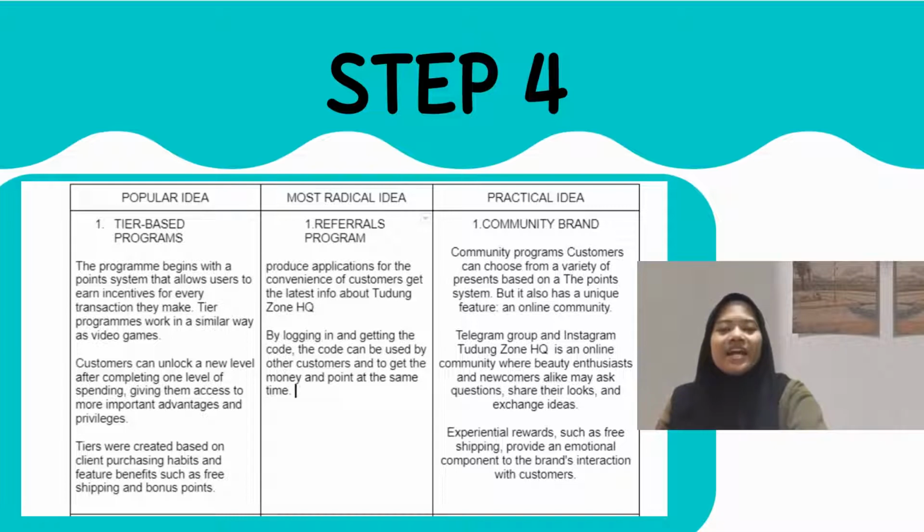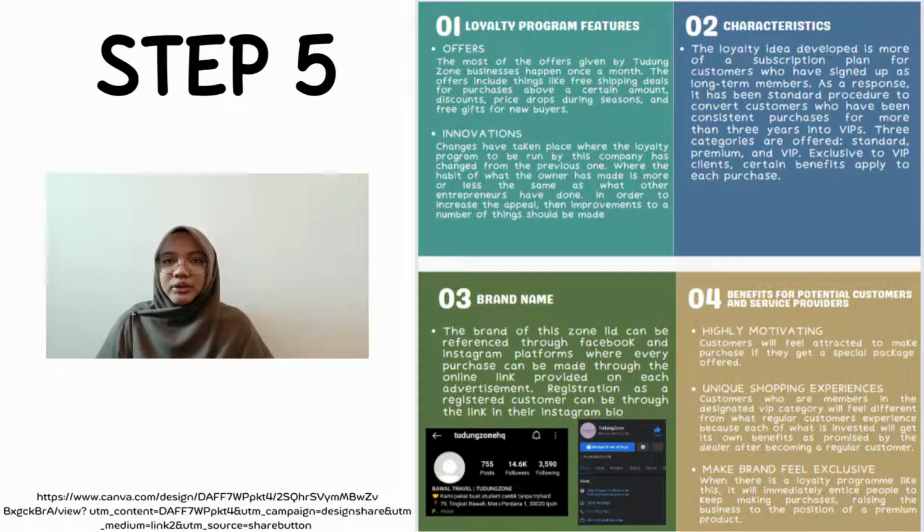The idea that I mentioned before is the popular idea. The example is a tier-based program. And the second, the most radical idea, is the referral program. And lastly, the practical idea, the example is community brand. So I will continue with step 5.